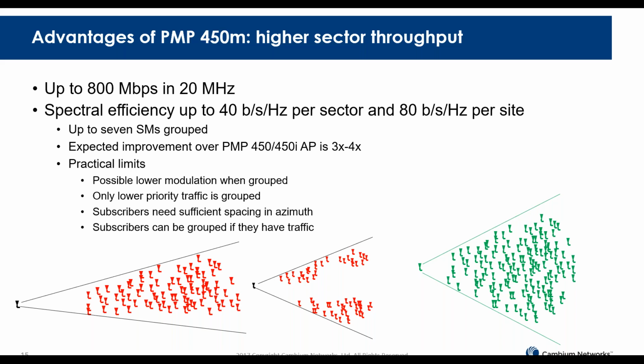Another consideration is that only the lower priority traffic is grouped. We talked about this. If we have high priority traffic like void packets that are short, we want to send them quickly in beamforming mode, one by one, without having them part of a group. One of the main reasons is that we want the group to be formed by subscribers that have a large amount of data to transfer.